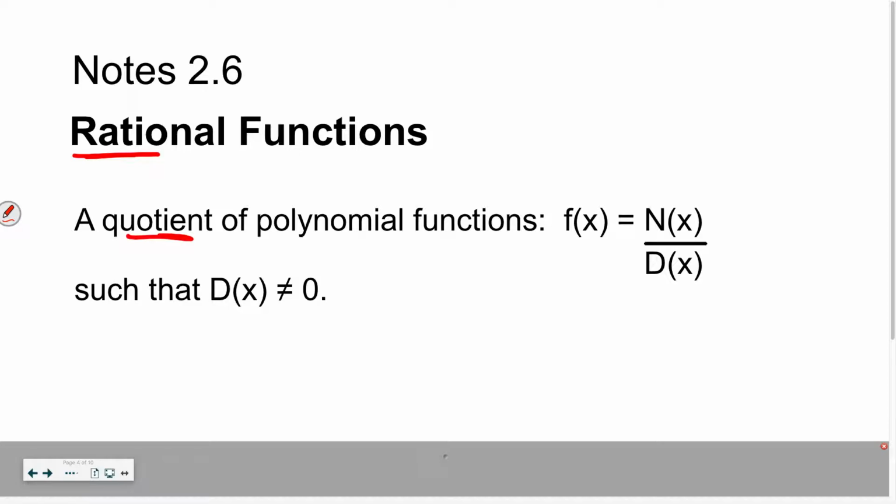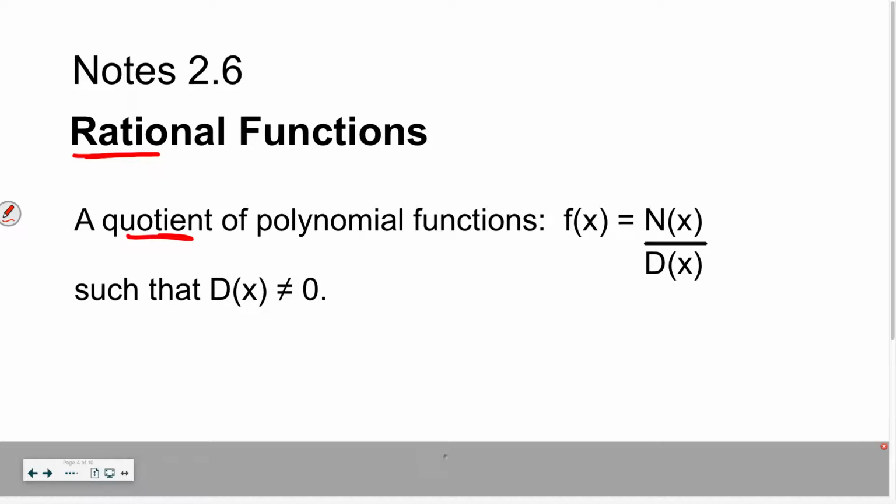So what I just mean there is the polynomial in the numerator and the polynomial in the denominator. So you're going to see me write n of x and d of x. If you prefer to use numerator and denominator, you can replace those things if you want to. Why, as a mathematician, would I make a statement such that d of x does not equal 0? Because I can't divide by 0.